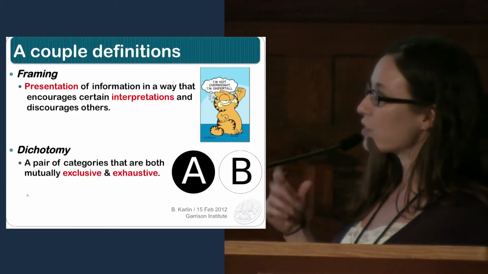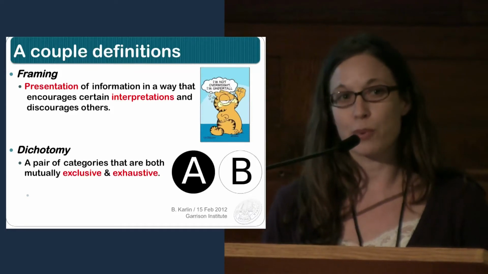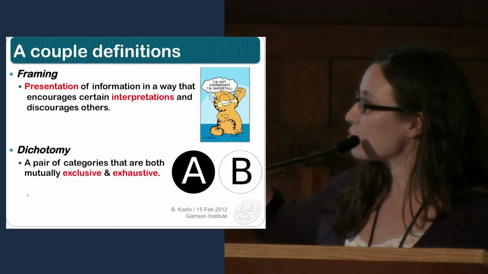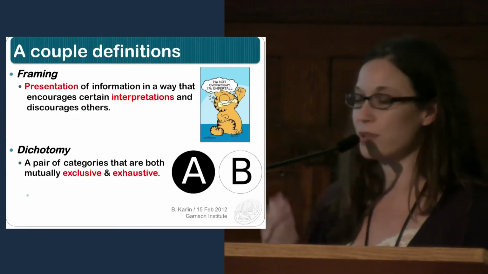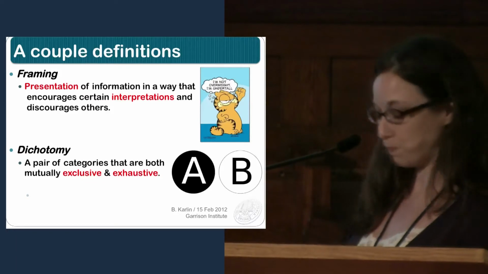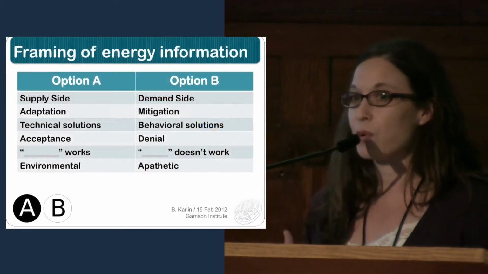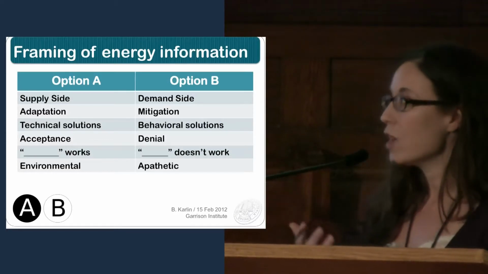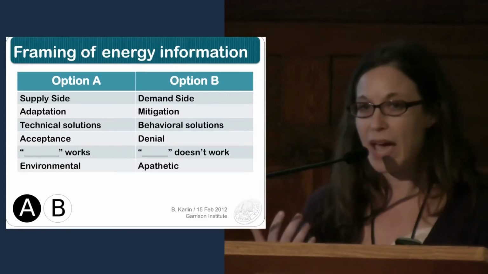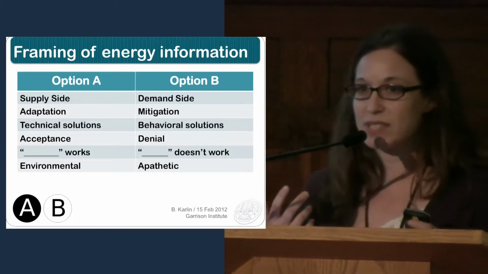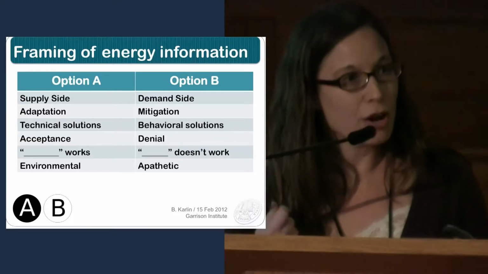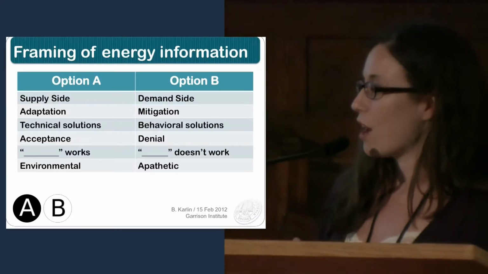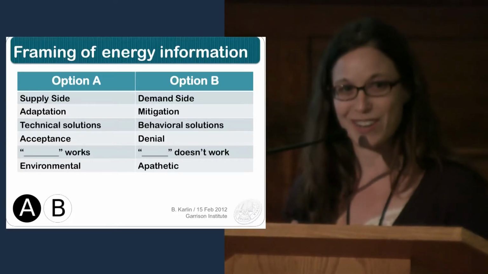And dichotomy, by that term, I refer to a pair of categories that are both mutually exclusive and exhaustive. So much like these circles, within each circle, there's only black or white. Everything in that circle is either black or white, and that is a dichotomy. So when we talk about energy conservation, we often talk in this black and white A or B way. We talk about things like supply and demand, adaptation, mitigation, acceptance, denial, whether or not something works. And although we know that they're not exactly black and white, we use this very often when we talk about a lot of things, but in our work.